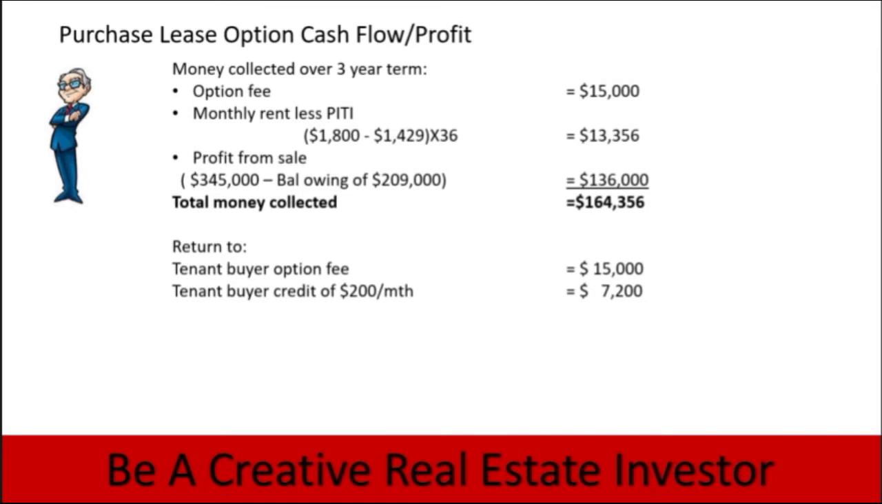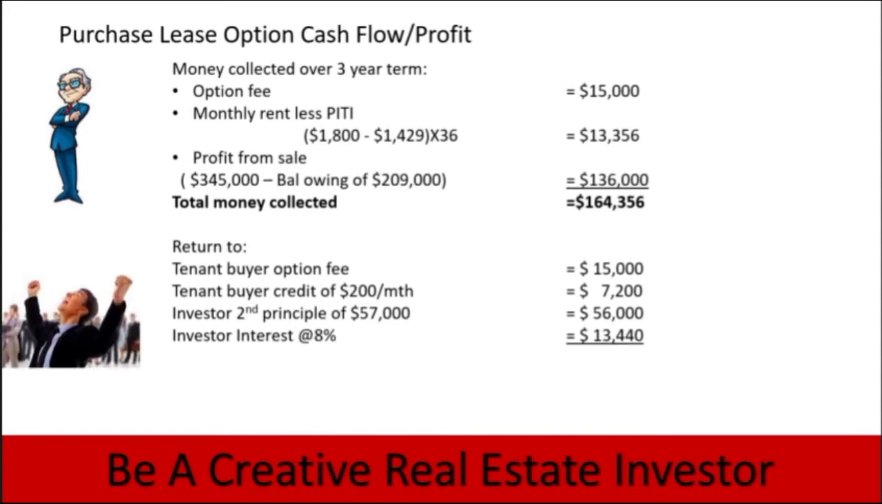described in the earlier lessons, you have a buyer credit of $200 a month, so you credit them $7,200 back as well. So that $15,000 and $7,200 is applied as the down payment for the purchase of the property. You had an investor put a second mortgage on the property of $57,000, so that number should be $57,000, my mistake. So you have to return that money to the investor, and then there's the interest that you have to pay the investor at 8%.